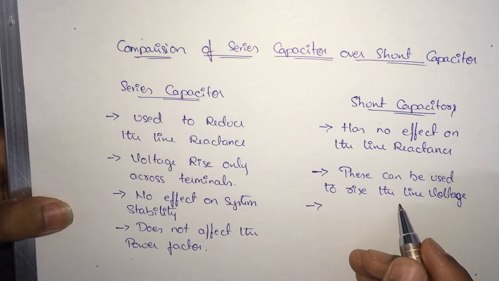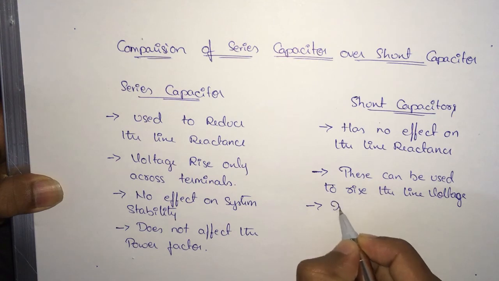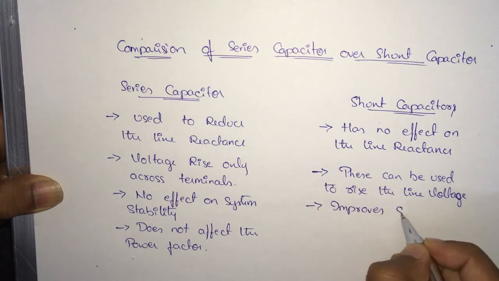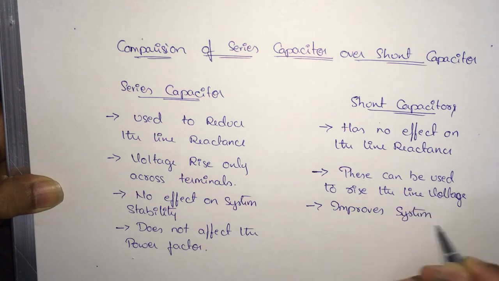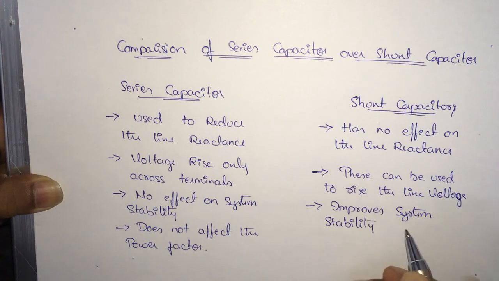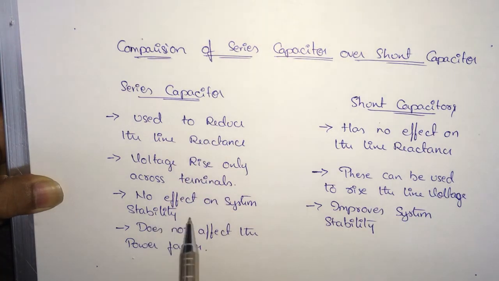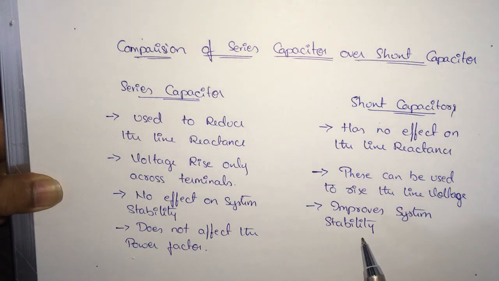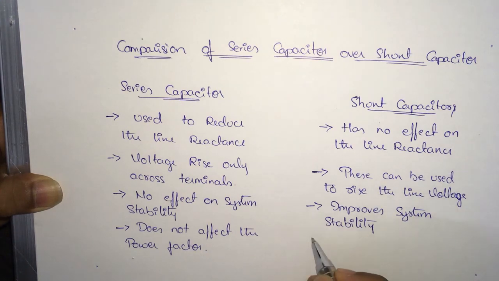And these shunt capacitors improve system stability. You can see series capacitors have no effect on system stability, whereas shunt capacitors have control over the system stability. They will increase the system stability.